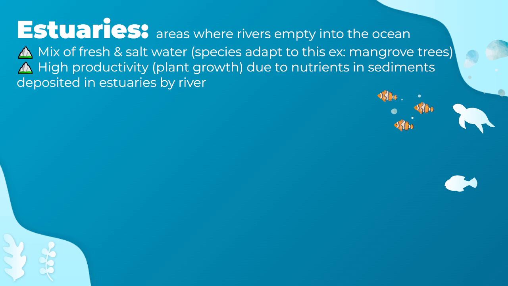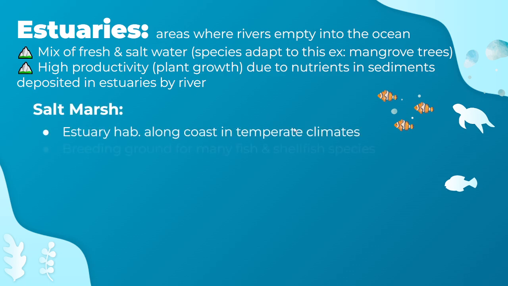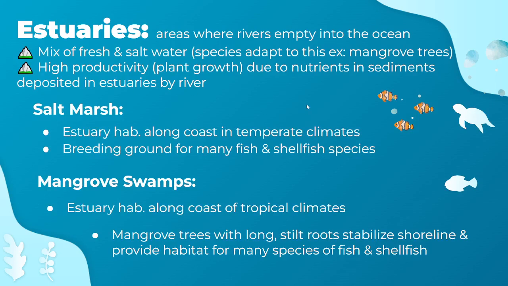They're also going to be very highly productive because we're getting all of the nutrients that are moving through the flowing water in the rivers that are able to make their way into these areas. And when the flow of water slows down in these estuaries, that allows for the nutrients to be deposited, and that allows for the plant life that lives there to do well. One such area is what we call a salt marsh.